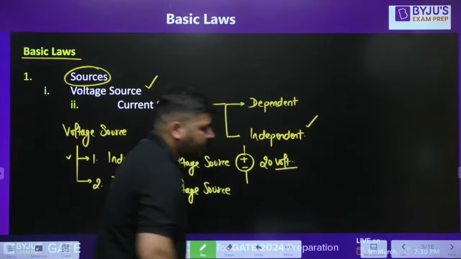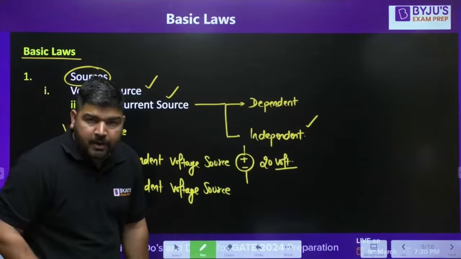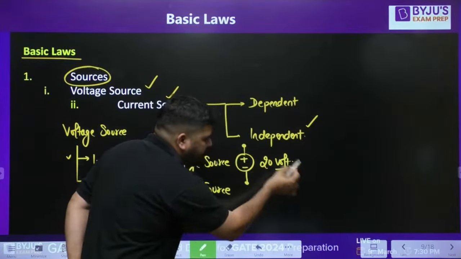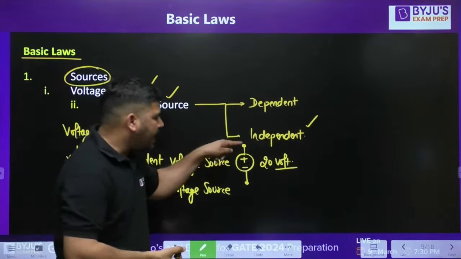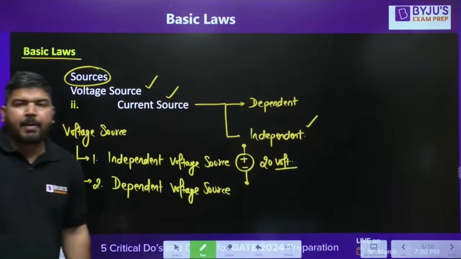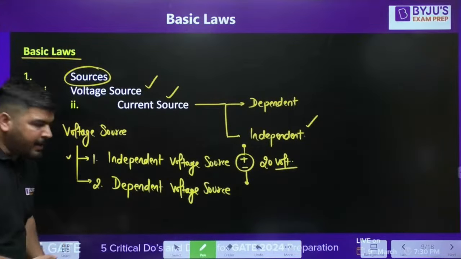What does it mean? It means this is independent. It's not depending on anyone. The voltage difference between these 2 points is fixed at 20 volt. Upper point is at higher potential, lower point will be at lower potential, and its value is independent of any other parameter.